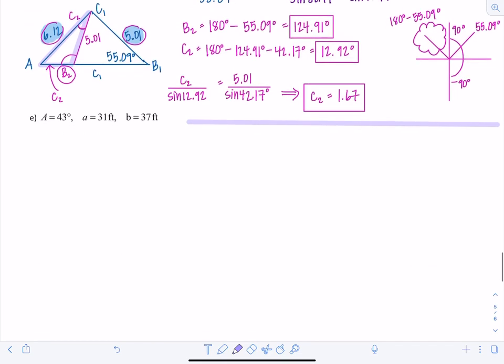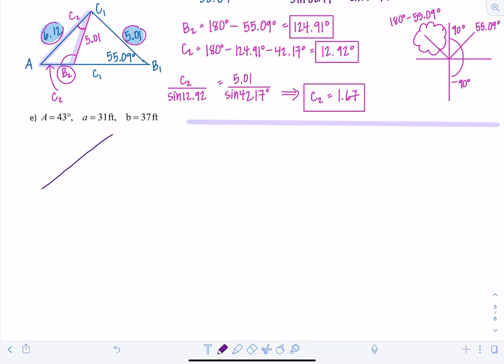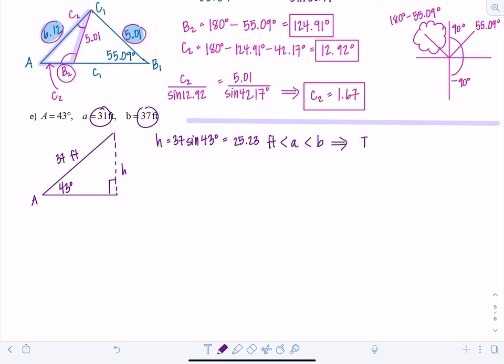So last example, angle A is 43 degrees, side A is 31 feet, and side B is 37 feet. So let's start off, let's draw a triangle. So here's angle A, 43 degrees. I'm not going to draw in side A just yet, and then side B is 37 feet. This time, since they gave me units, I'm going to put units on all my answers, okay? So I start off by finding H. Okay, so H is going to be 37 times sine of 43 degrees, which is 25.23 feet. And that is less than A, which is also less than B, which means I have two triangles.